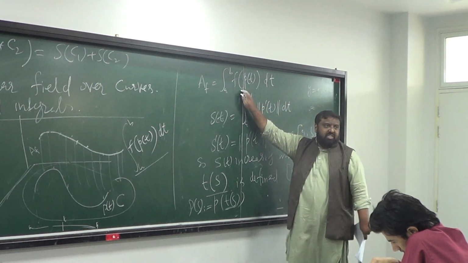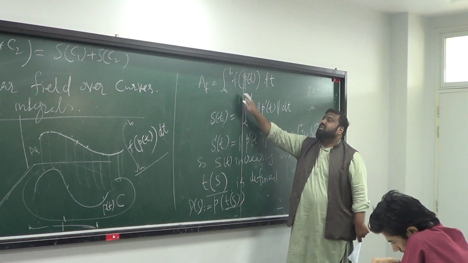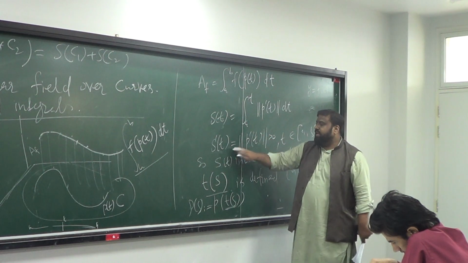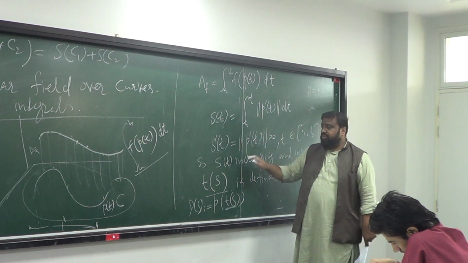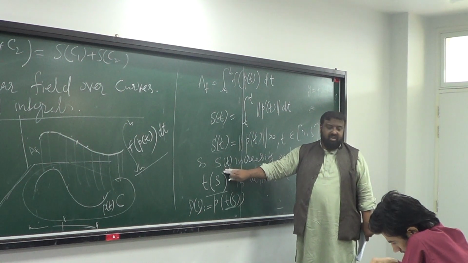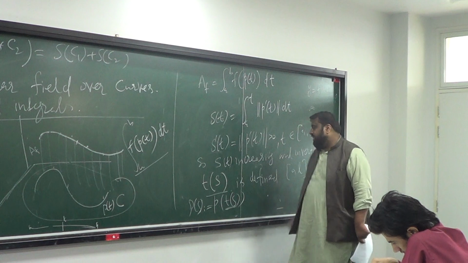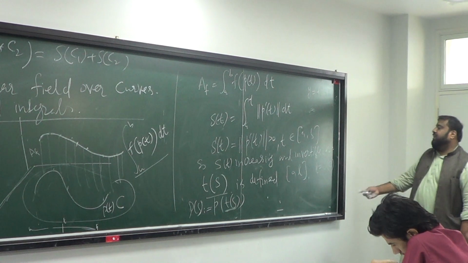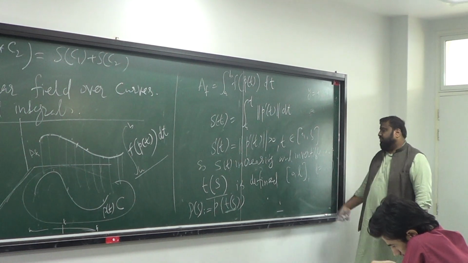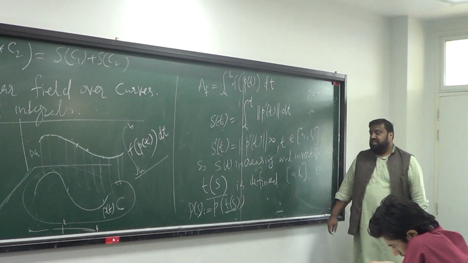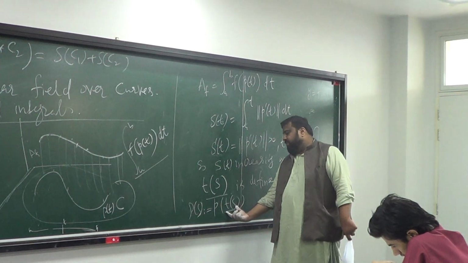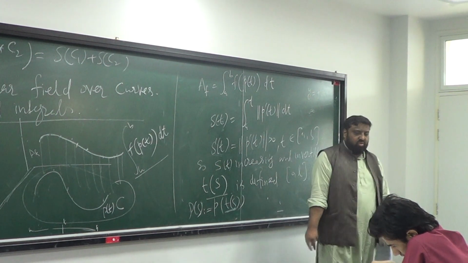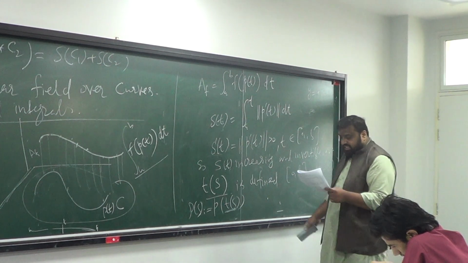I'm interested in computing this area. I defined S of t in this manner, and said S prime of t would exist and always be positive, so it's increasing and must be invertible. I'm going to have a function T of S, defined on 0 to L, where L is the length of the parameterization. Then I substitute it into P and name it rho of S.